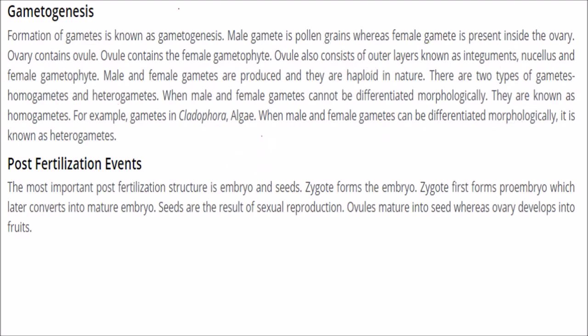Post-fertilization events. After fertilization has happened, the most important post-fertilization structures are the embryo and seeds. The zygote first forms a proembryo, then later converts into a mature embryo. Seeds are the result of sexual reproduction. The ovules mature into seeds, whereas the ovary develops into the fruit.